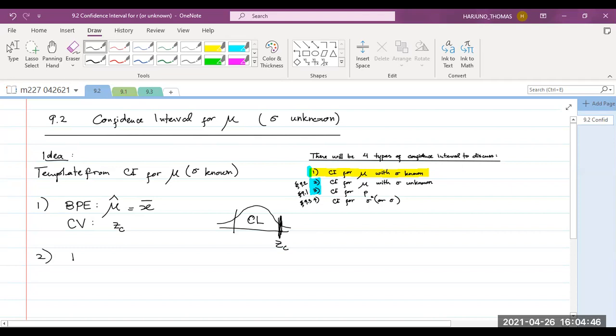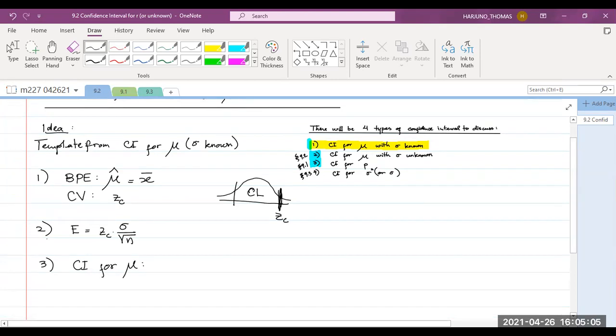Step 2, margin of error is the critical value times sigma over square root of n. The third step, declaration: confidence interval for mu is given by best point estimate, in this case, X bar minus margin of error less than mu less than best point estimate X bar plus margin of error E.